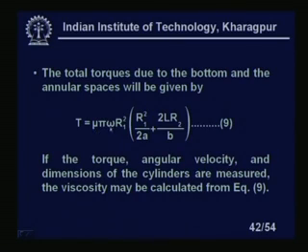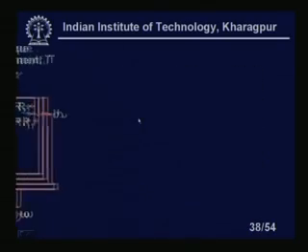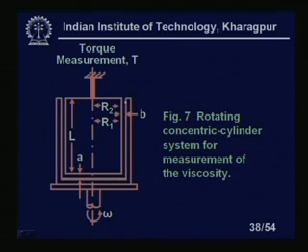So, please note that the liquid is to be filled up, that is the most important thing. This gap is to be filled up by the liquid of which we are interested to measure the viscosity. This gap, in between the two cylinders, inner cylinder and outer cylinder, is to be filled up by the liquid of which we are interested to measure the viscosity, right.